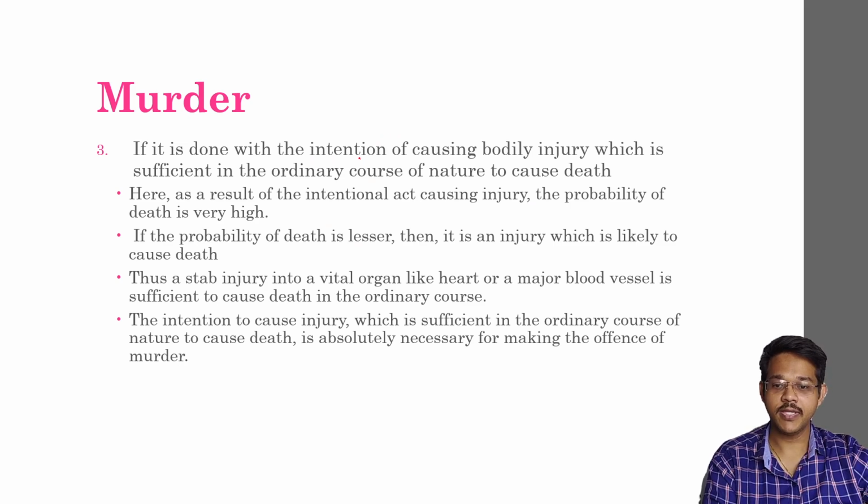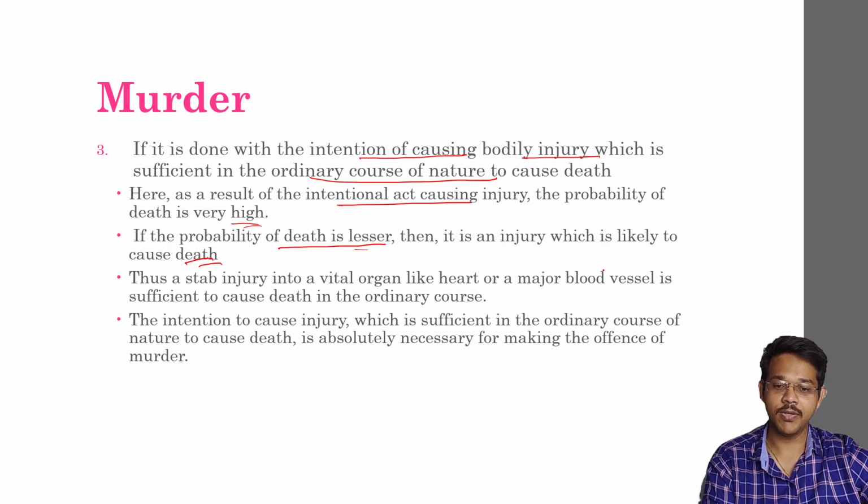Or if it is done with the intention of causing bodily injury which is sufficient in the ordinary course of nature to cause death. Here, as a result of the intentional act causing injury, the probability of death is very high. If the probability of death is lesser, it becomes likely to cause death. So if an injury is highly probable to cause death, that is murder. If the probability is less, it becomes likely to cause death, and that becomes culpable homicide. Again, there are a few exceptions we'll discuss in the next slide.